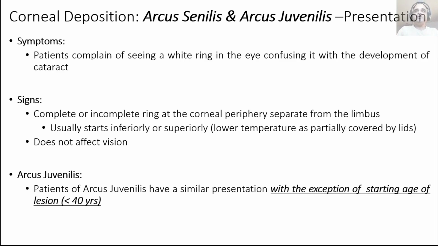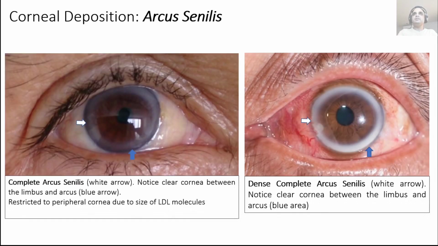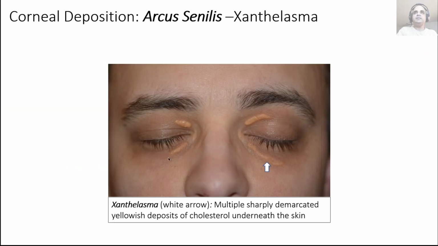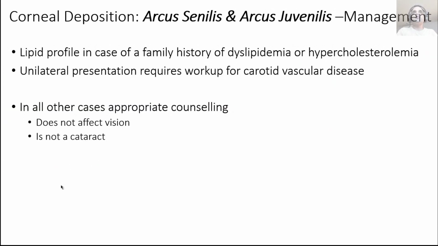As far as arcus juvenilis is concerned, the presentation is going to be similar to arcus senilis with the exception that the starting age of the lesion is less than 40 years. So this is how it appears. This is early, this is late. More lipid deposition makes the white become whiter. So this is less dense, this is more dense, and you can see that there's a clear zone between the limbus and the arcus as shown by the blue arrow. The white arrow shows the arcus. These are xanthelasmas. So what do we do about it?